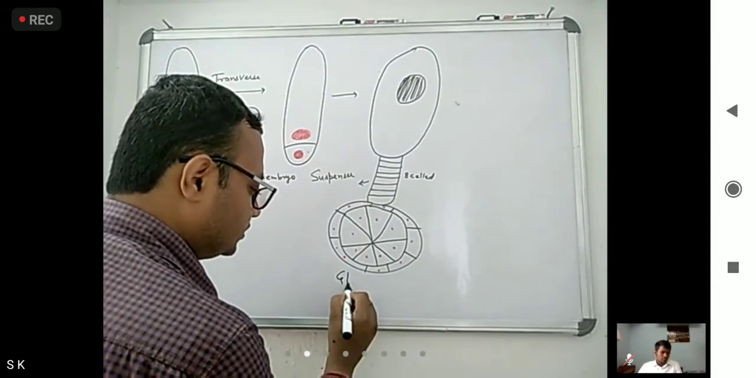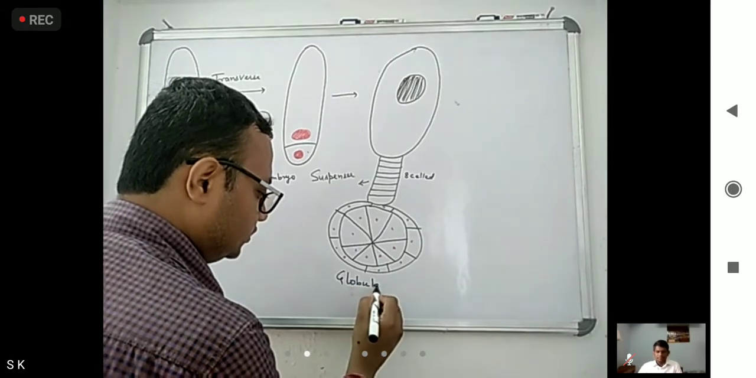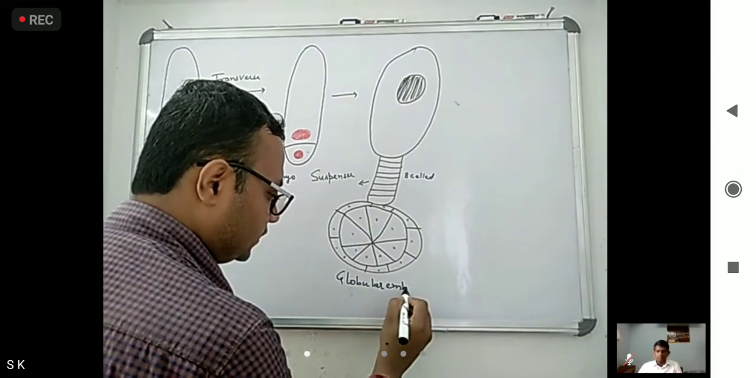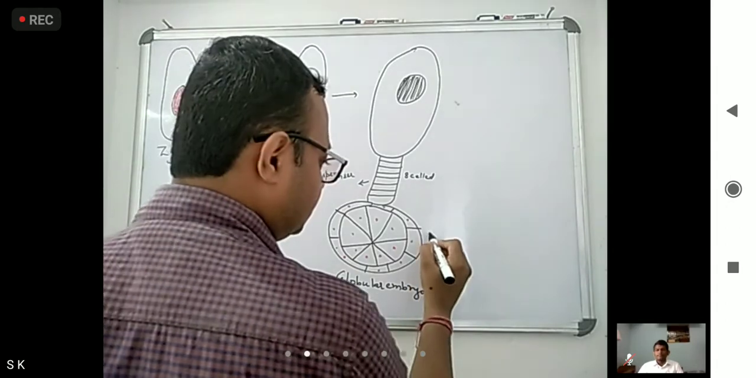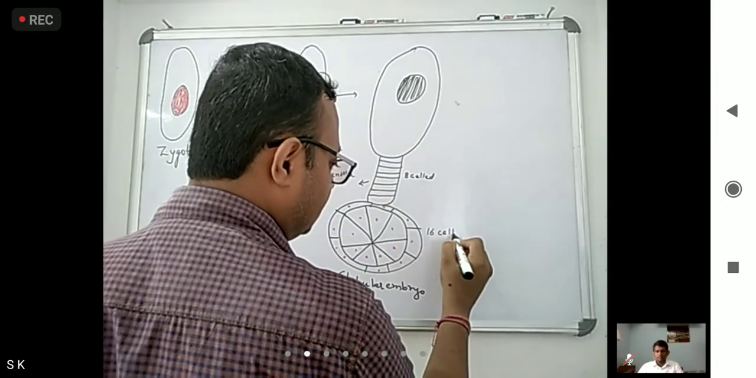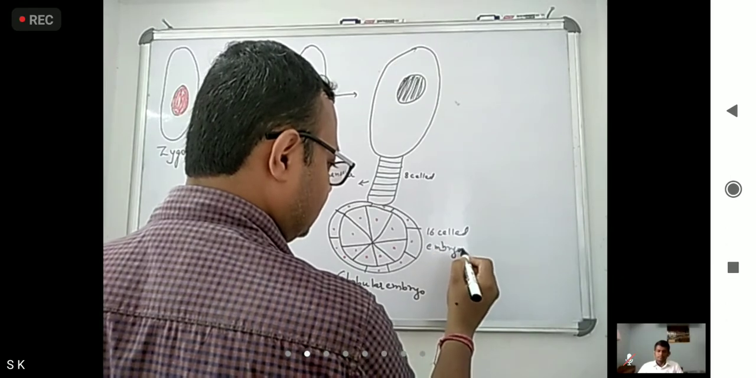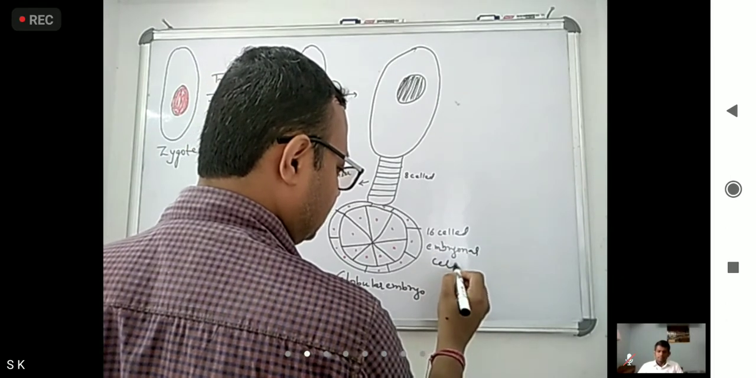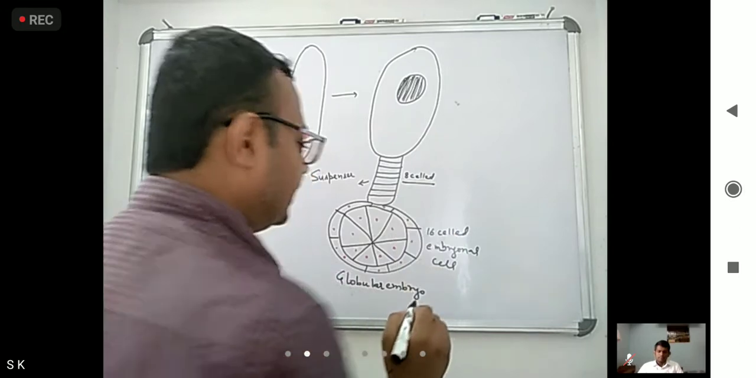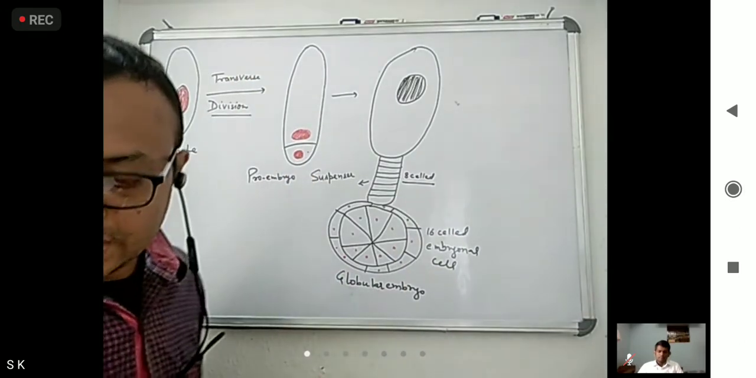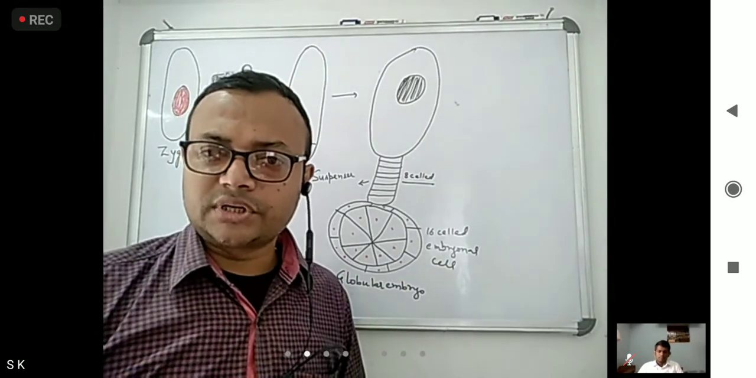This is known as globular embryo. It is a 16 celled embryonal cell. Embryonal cell, and suspensor cell 8 celled. Okay. Now this further what happens?